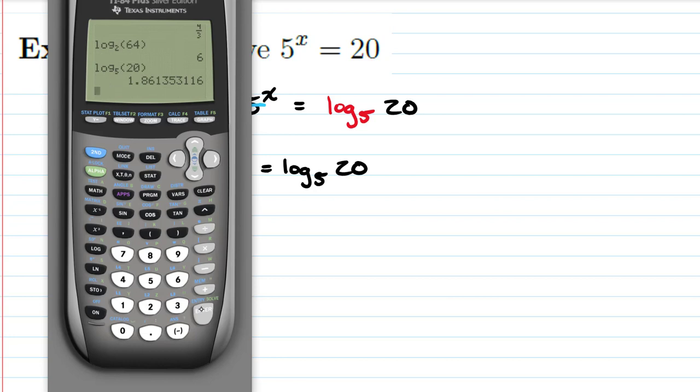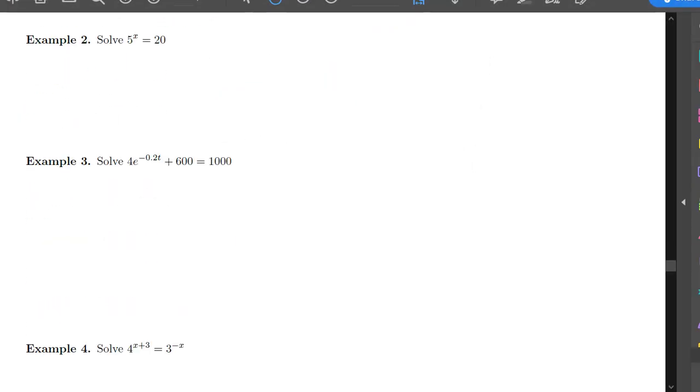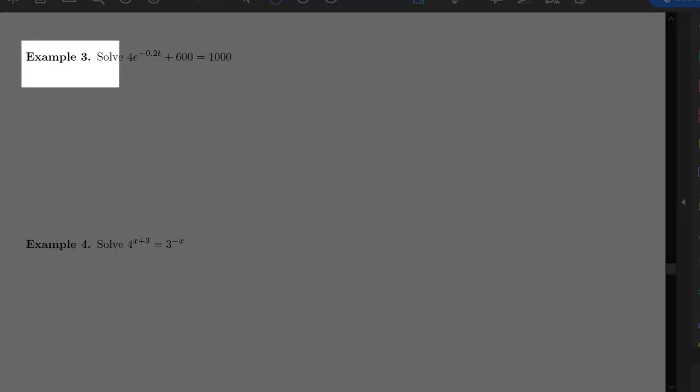But most of the time, unless we are asked explicitly for a decimal approximation, we'll want to leave our answer just like this in terms of an exact answer. And so this is our preferred way to write our solution, unless we're asked for a decimal approximation explicitly. All right, let's take a look at our next example.